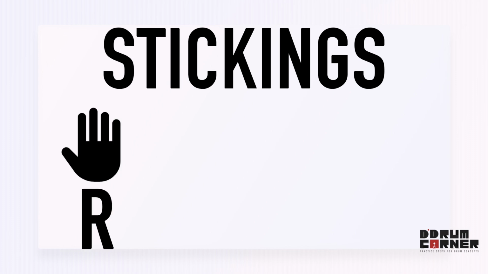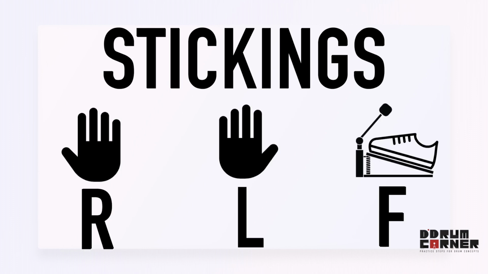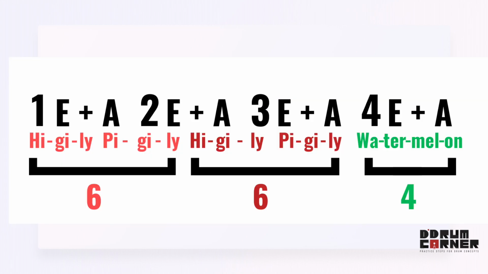Stickings now deal with rights, lefts, and foot. So how you physically execute these rhythms on drums. 1 2 3. The sticking. 1 E and a 2 E and a.